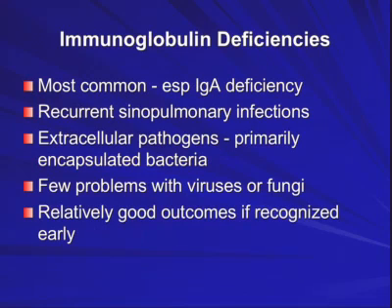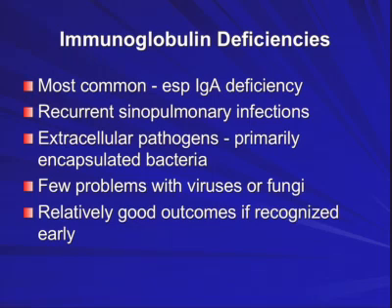Now, if you don't have immunoglobulin, what happens? Well, immunoglobulin deficiencies, again, are the most common. IgA deficiency in particular, the most common. And these patients tend to have recurrent sinopulmonary infections with high-grade encapsulated bacteria. As you might imagine, since immunoglobulin is made by B lymphocytes and then secreted into your bloodstream, extracellular pathogens would be the most important for antibody deficiencies.